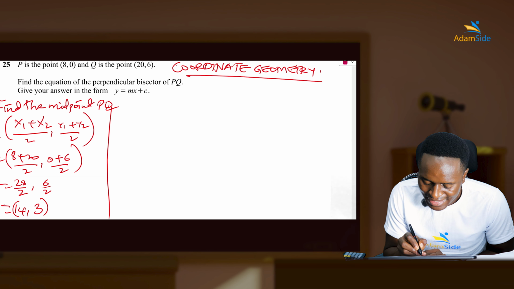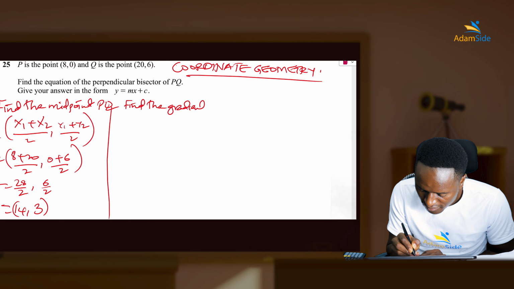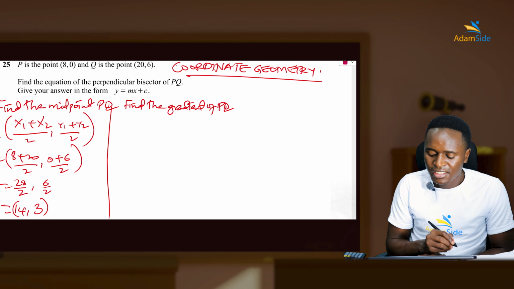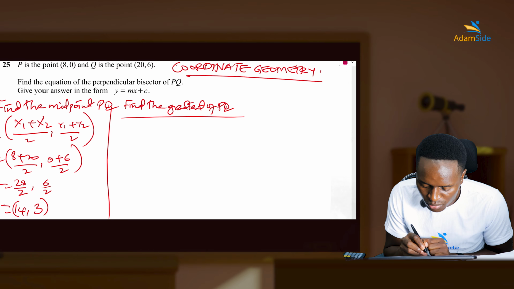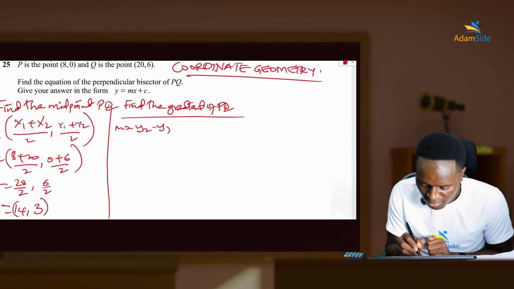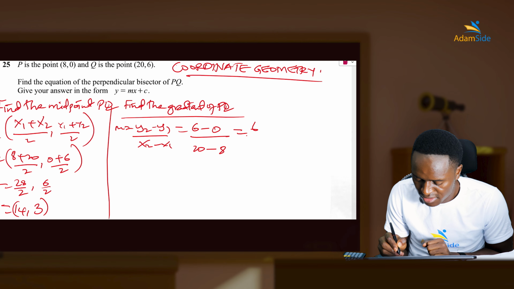After finding this, to find the equation of the perpendicular bisector of PQ, you first find the gradient of PQ. How do you find the gradient of PQ? You say change of y over change of x: y2 minus y1 over x2 minus x1. y2 is 6 minus 0 over 20 minus 8. 6 over 12, which is a half.